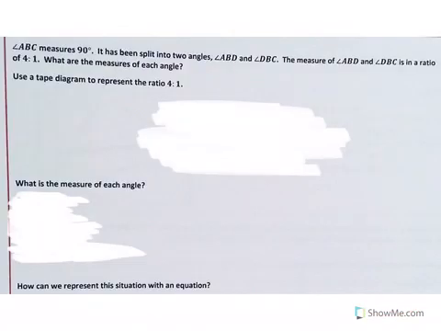Okay, I'm going to do one more example here. This one's a little bit different. Angle ABC measures 90 degrees. It has been split into two angles, angle ABD and angle DBC. The measure of ABD and DBC is in a ratio of 4 to 1. What are the measures of each angle? So they're not showing us a picture of the angle, they're telling us that the ABC, the whole thing, is 90, but it's been split into two.